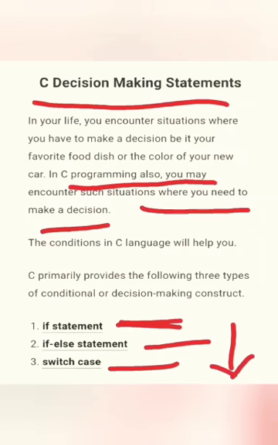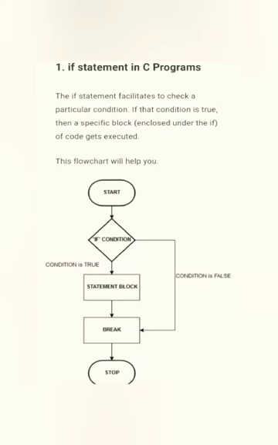First, the if statement. The if statement facilitates checking a particular condition. If the condition is true, then the specific block of code gets executed. If that condition is false, the control will come out from the if statement. This flow chart will help us to know about the if statement clearly.